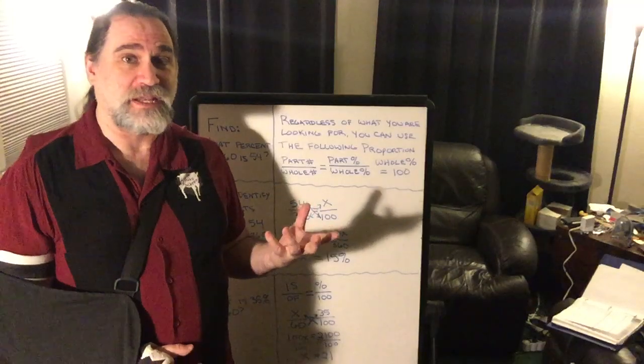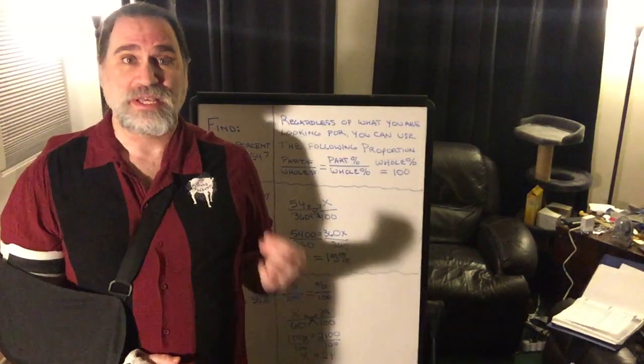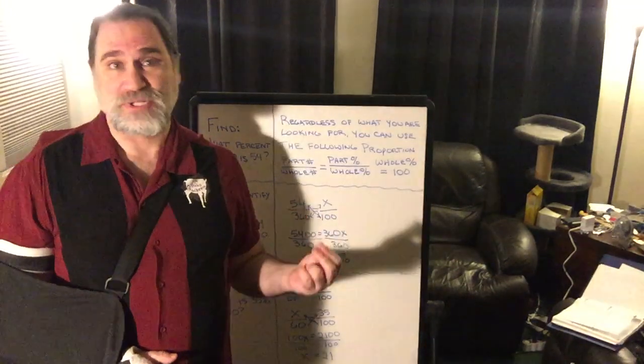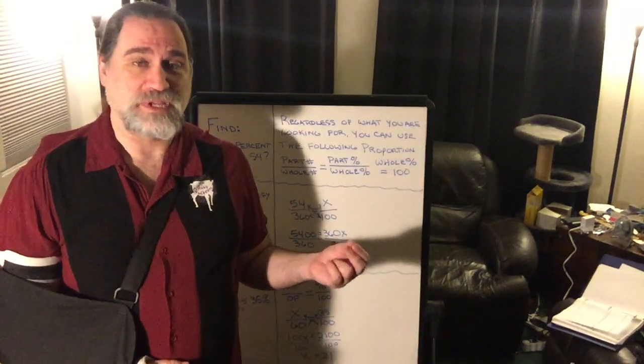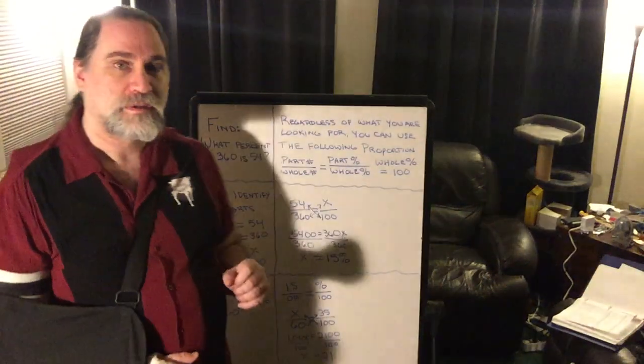I can plug it in and read it and it will sound right. 15% of 360 is 54. Well, 10% would be 36. 5% would be 18. 18 and 36, sure enough, is 54.